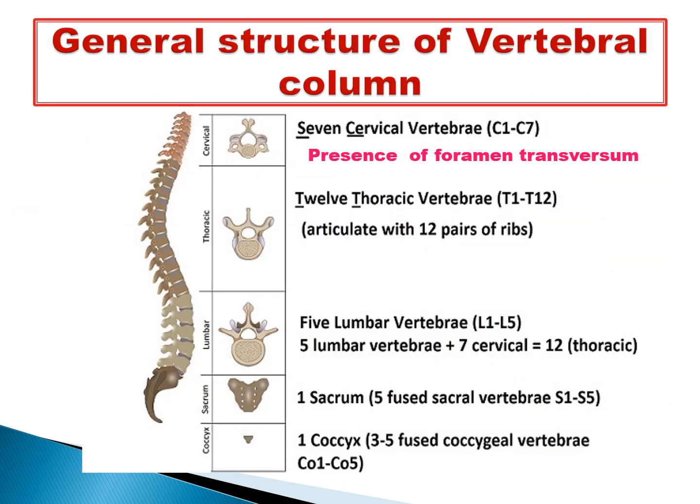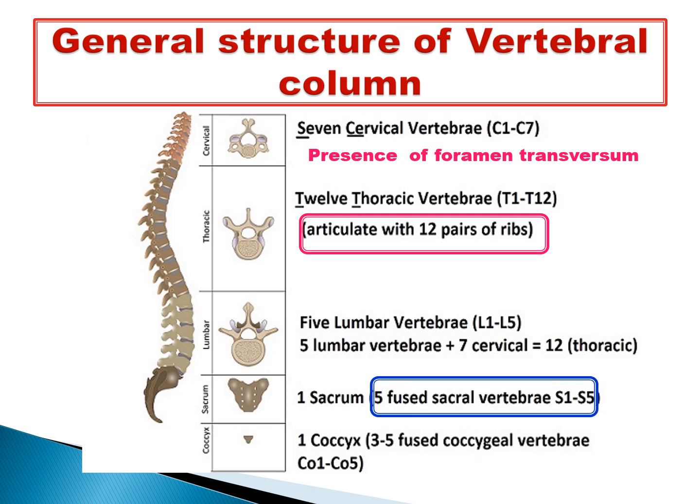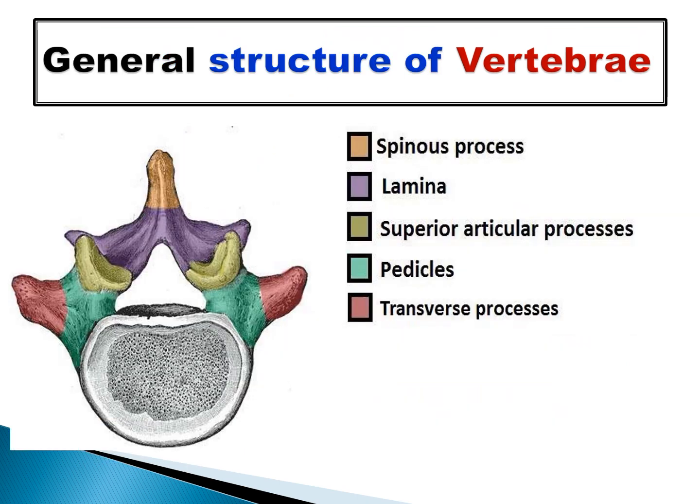General structure of the vertebral column. 7 cervical vertebrae: a special feature is the presence of the foramen transversarium. 12 thoracic vertebrae: a special feature is that they articulate with 12 pairs of ribs. 5 lumbar vertebrae. 1 sacrum is formed by the fusion of 5 sacral vertebrae. 1 coccyx is formed by the fusion of 3 to 5 coccygeal vertebrae.